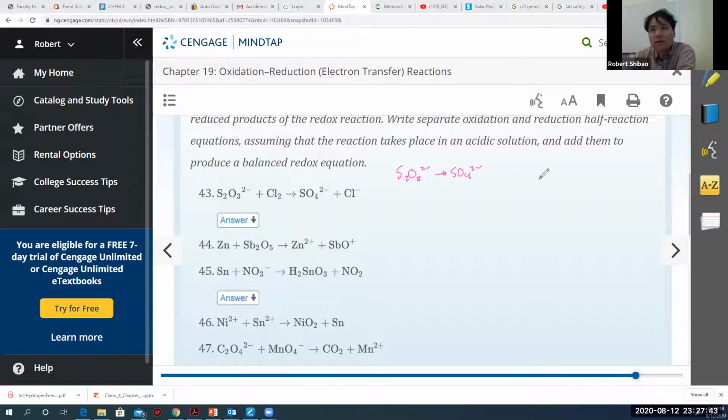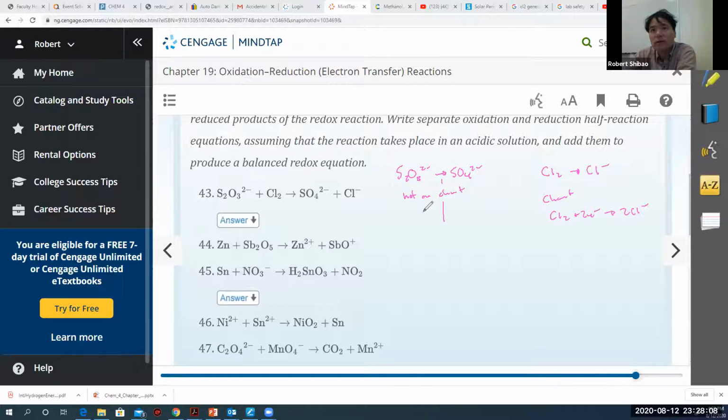And the other half is chlorine goes to chloride. Well, chlorine goes to chloride is easy. We copy that off the chart. If we copy that off the chart, then we have chlorine plus 2 electrons goes to 2 chlorides. And so we're done. This one's not on the chart, and therefore we have to use the skeleton redox method to solve it.